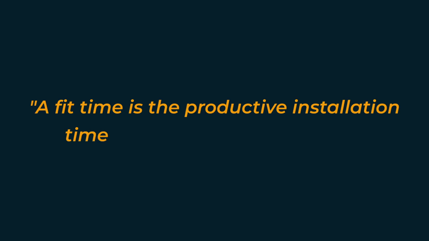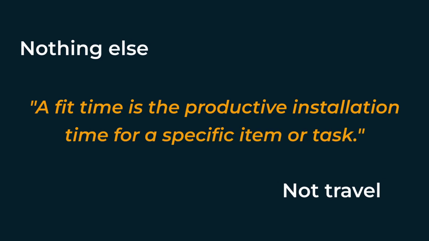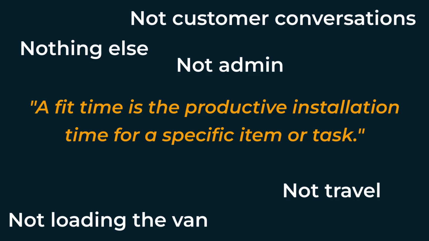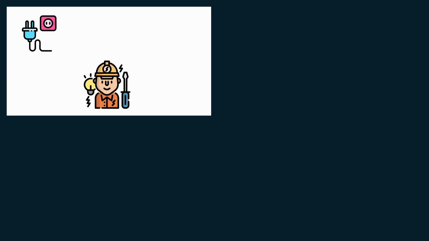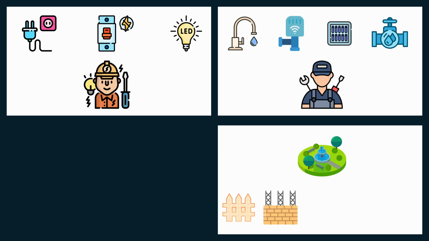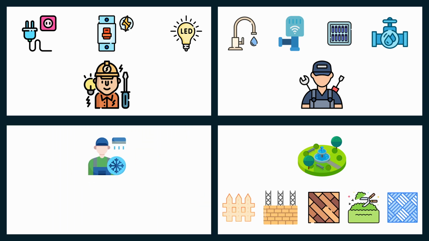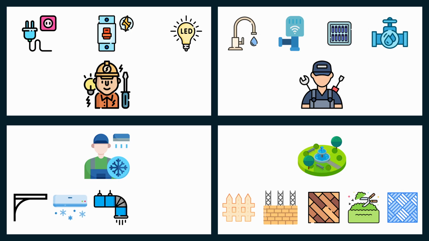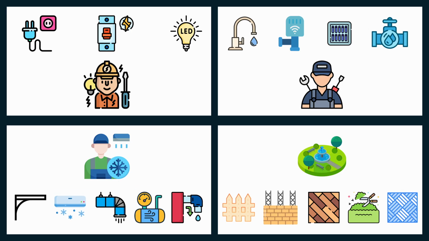This is where fit time comes in. A fit time is the productive installation time for a specific item or task, nothing else. Not travel, not admin, not loading the van, not customer conversations, not the site visit, just normal time to fit the thing. For an electrician, that might be a 2-gang socket outlet, a switch fuse spur, an LED batten. For a plumber, that might be a basin mixer tap, a radiator valve, a waste fitting, an isolation valve. For a landscaper, it might be a fence panel, a concrete post, a gravel board, some edging or slabs. For HVAC, it might be brackets, indoor units, pipe runs, isolators, drain pumps or commissioning tasks. The point is not perfection, the point is repeatability, because if you have saved fit time, you can improve it.